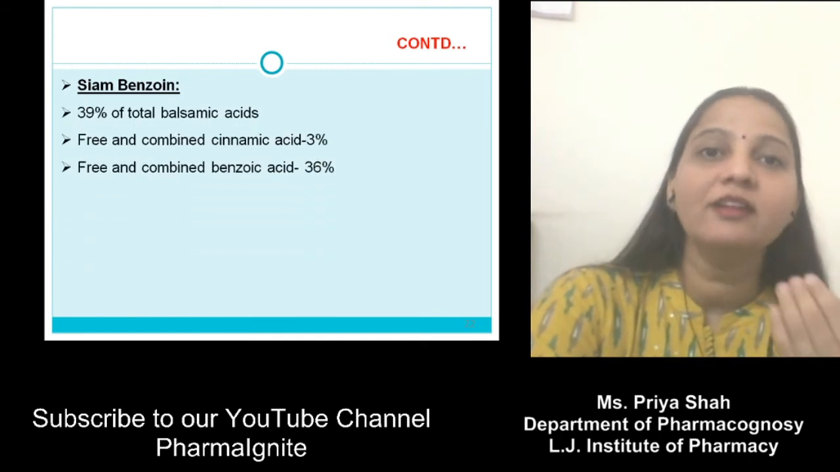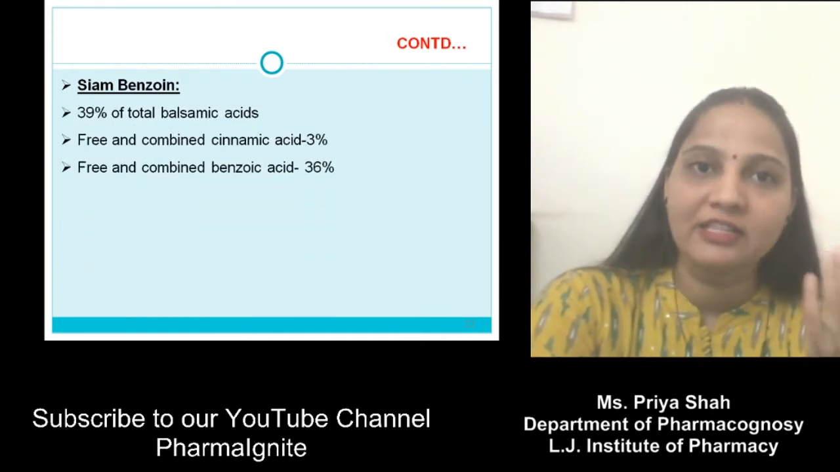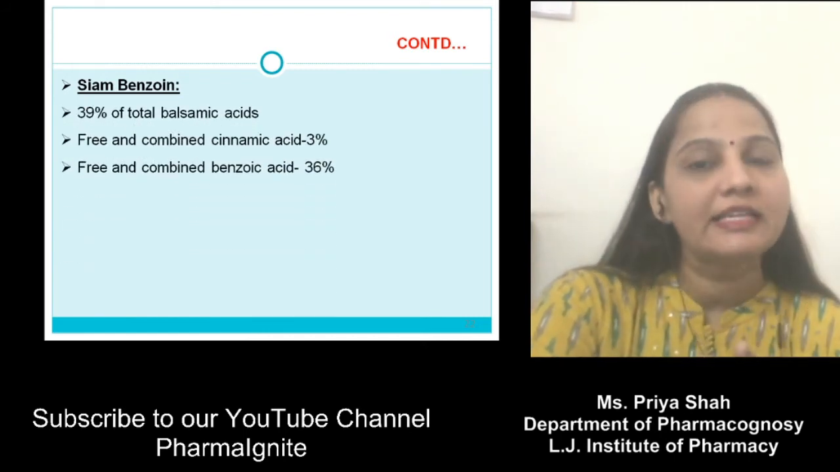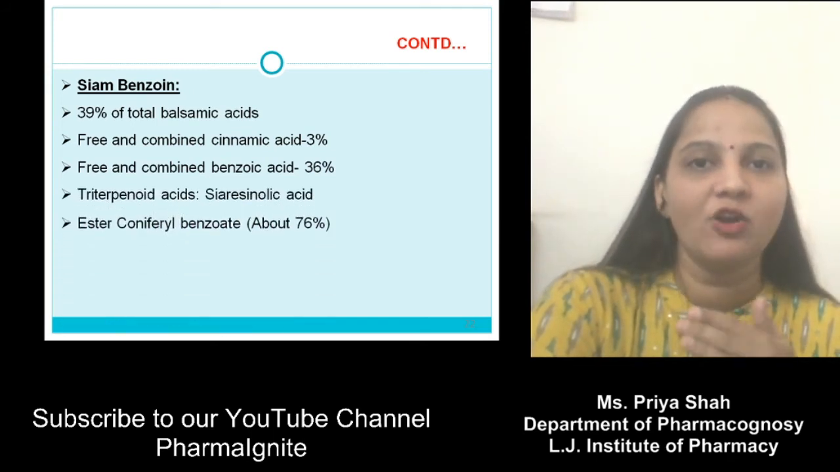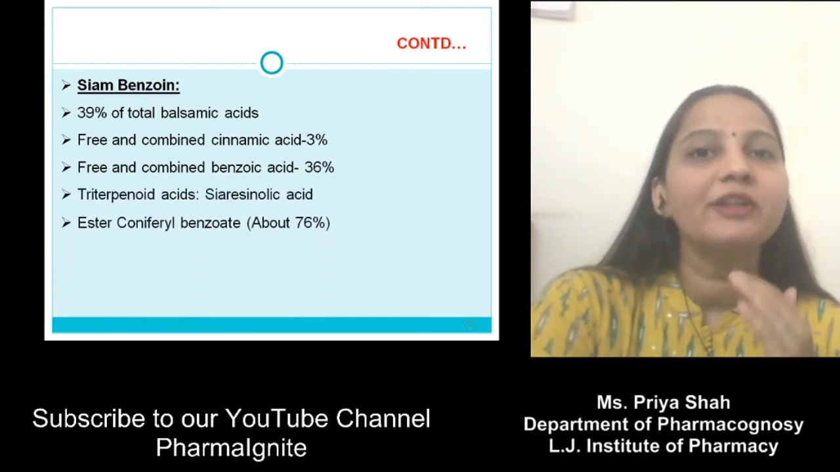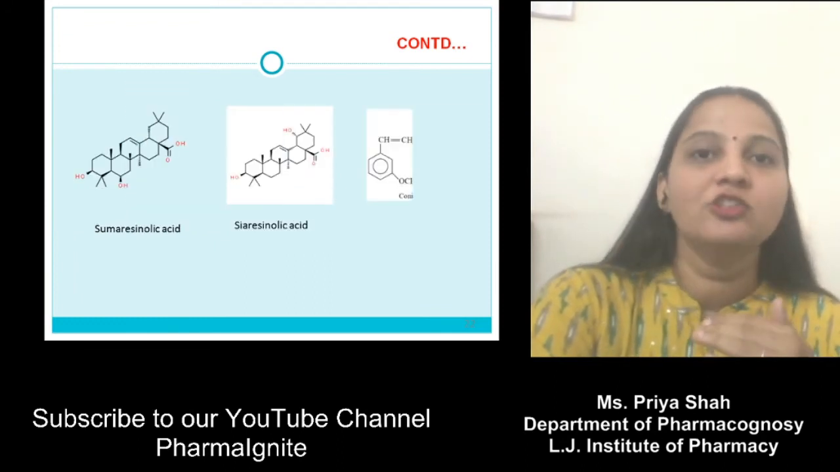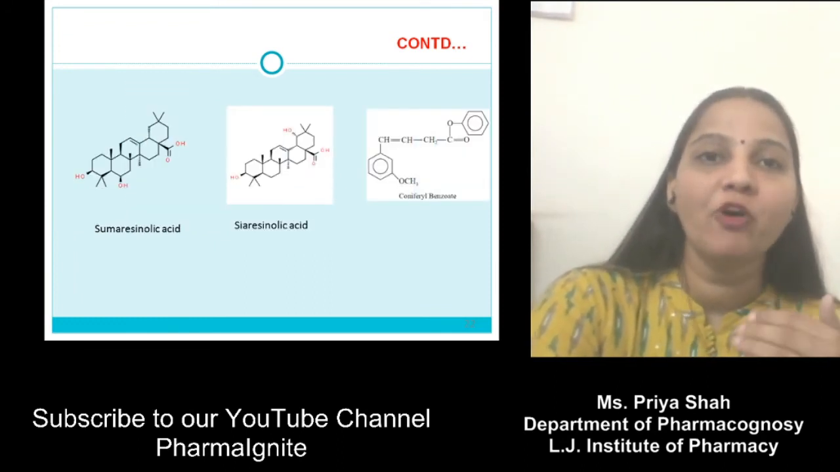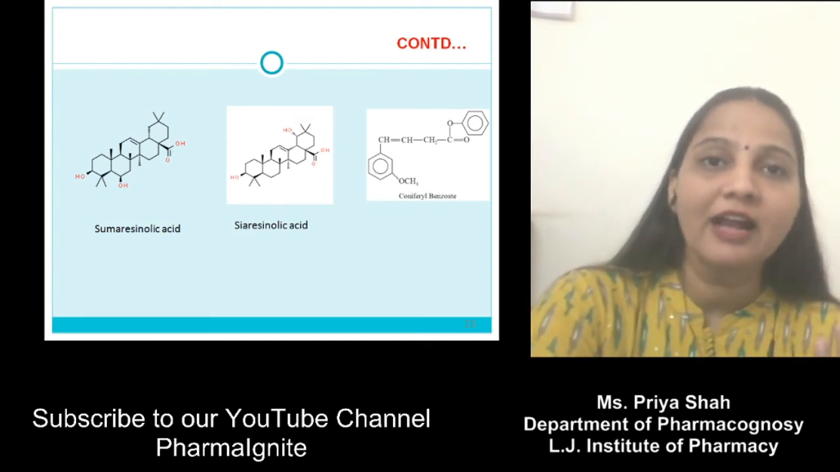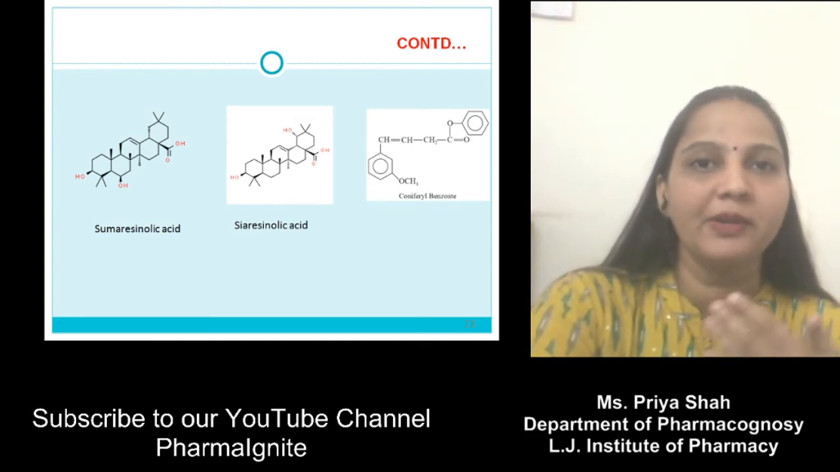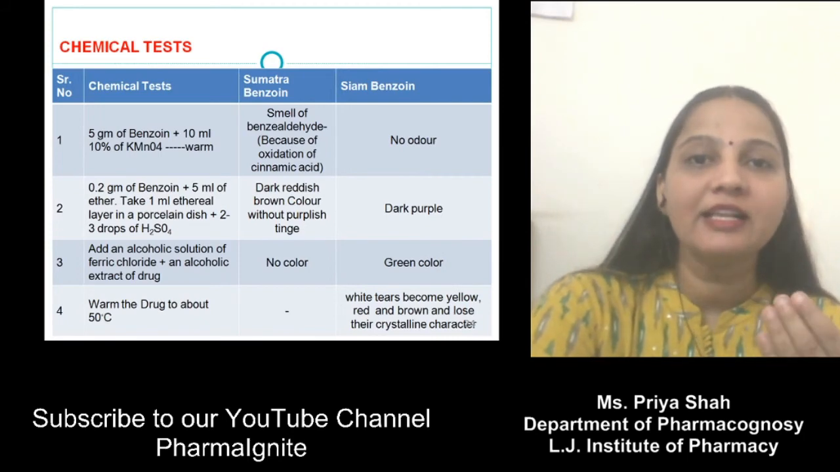Both contain triterpenoid acid. In Sumatra benzoin, the triterpenoid acid is known as sumaresinolic acid. In Siam benzoin, it is known as siaresinolic acid. But in Siam benzoin, the cinnamic acid percentage is very low, so it can be differentiated by performing chemical tests. These are the structures of the triterpenoid acids. And this is the chemical test.